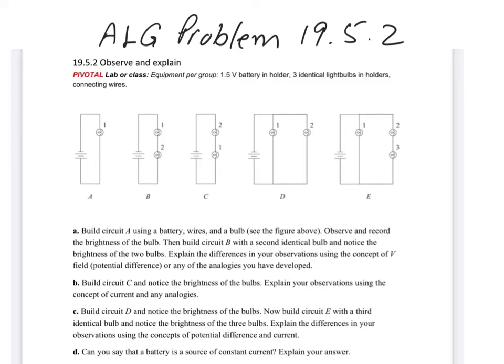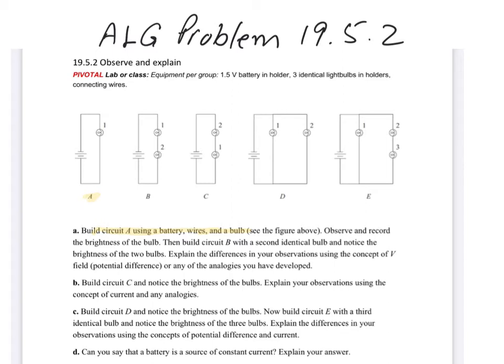Okay, in this screencast, we are going to look at ALG problem 19.5.2. I'm going to do a demonstration with bulbs in series and bulbs in parallel. They're identical light bulbs, and we're going to build a circuit first using a battery, wires, and a bulb. So we're going to do this one first.